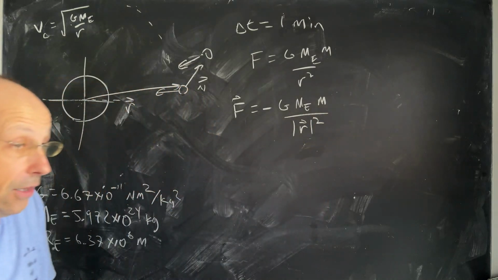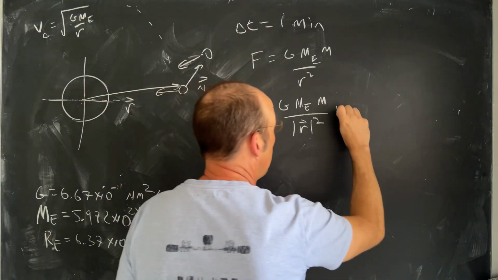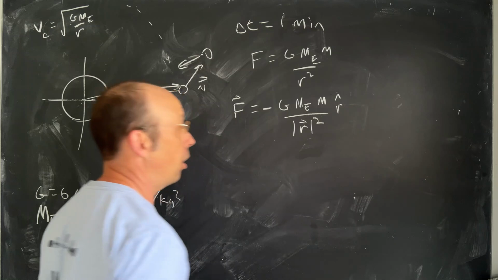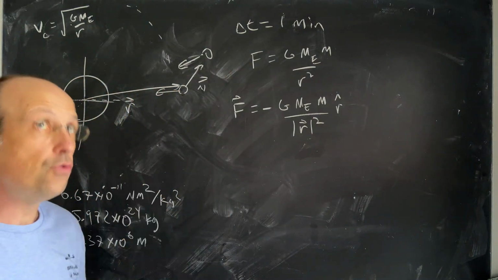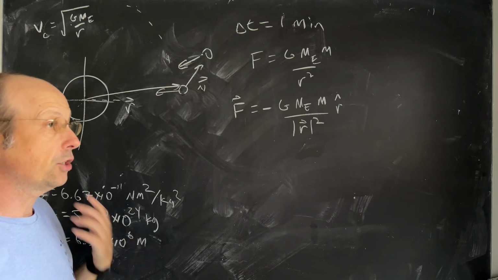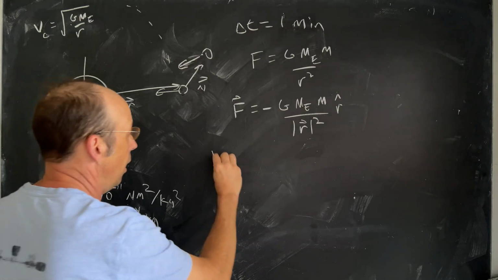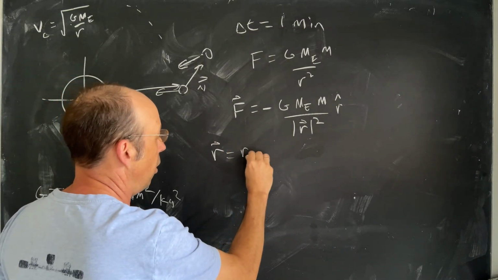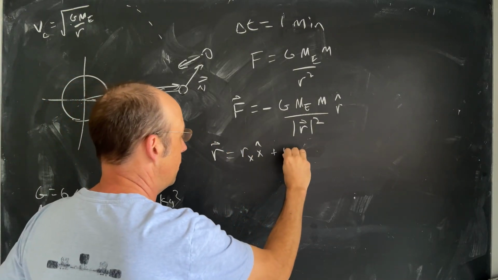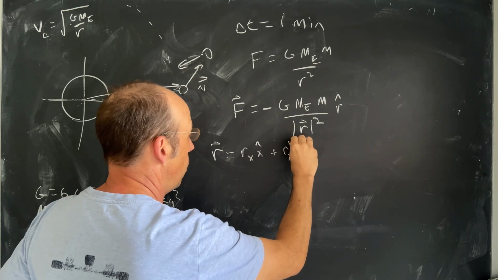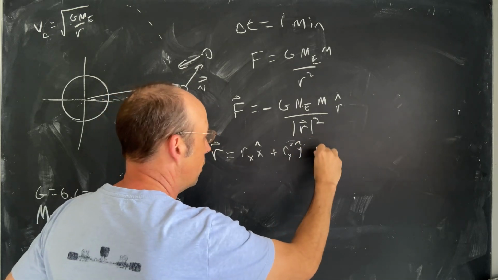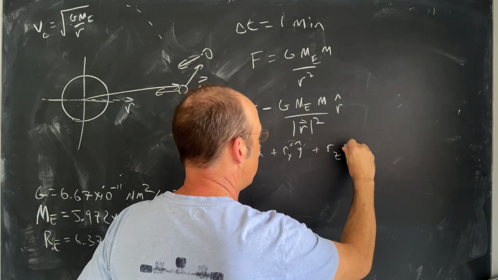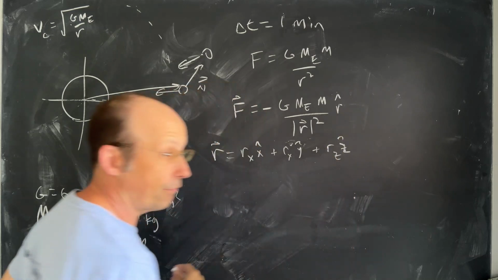Now, that's not a scalar, so I can make it a vector by multiplying by r hat. R hat is a unit vector in the direction of r. So in general, just say r is the vector rx x hat plus ry y hat plus rz z hat, right? That's how I write a 3D vector.